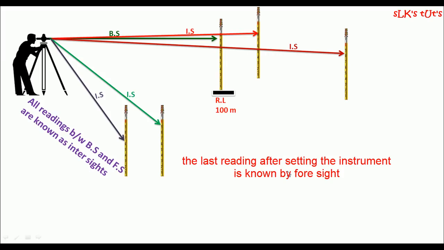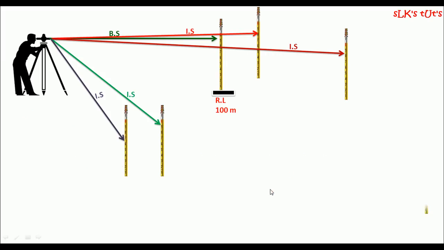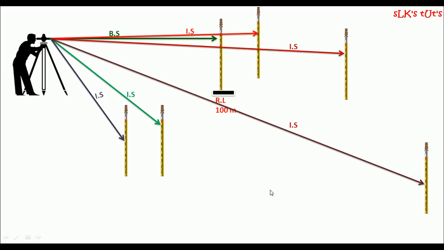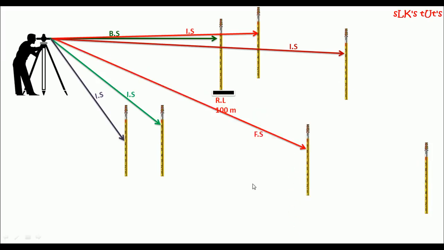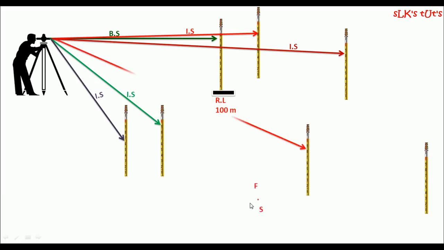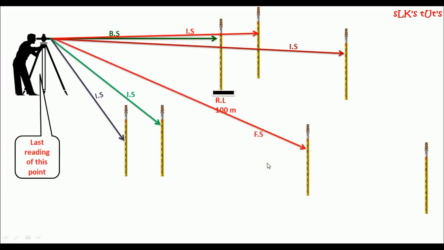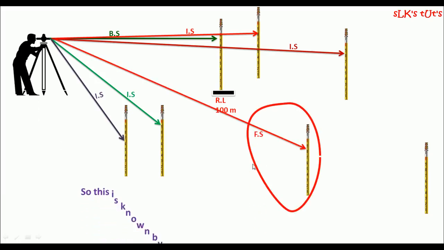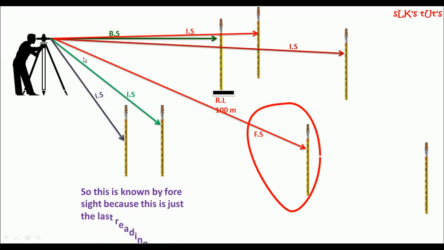But how can I understand this? Let me consider that I need intersights so far from the instrument that they are out of range. The staff readings are not quite visible to the surveyor, or there is an obstacle in the sight line. In this type of situation, we take an extra reading, and we call this one foresight because this is just the last reading. So this is known as foresight because it is the last reading of the last instrument station.